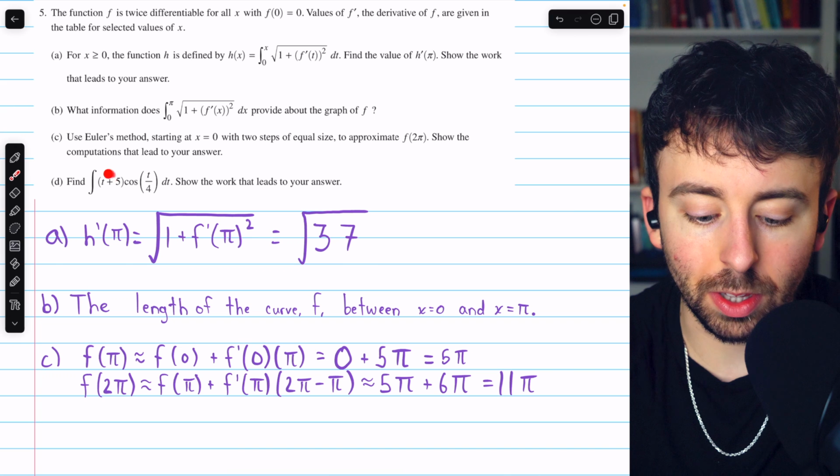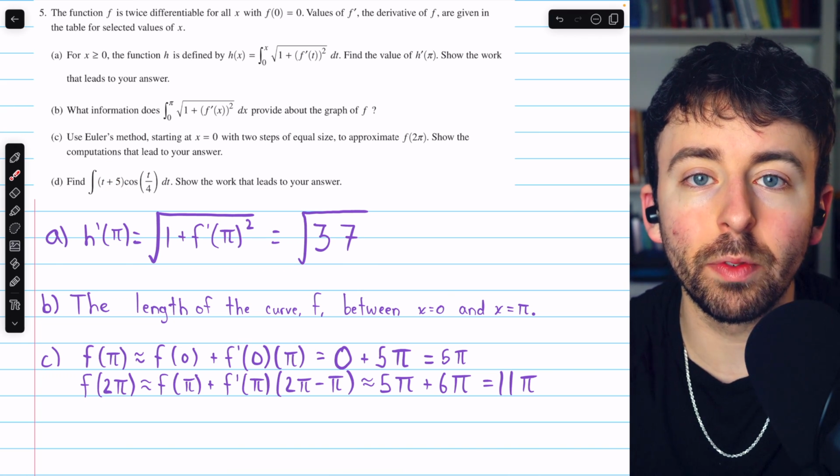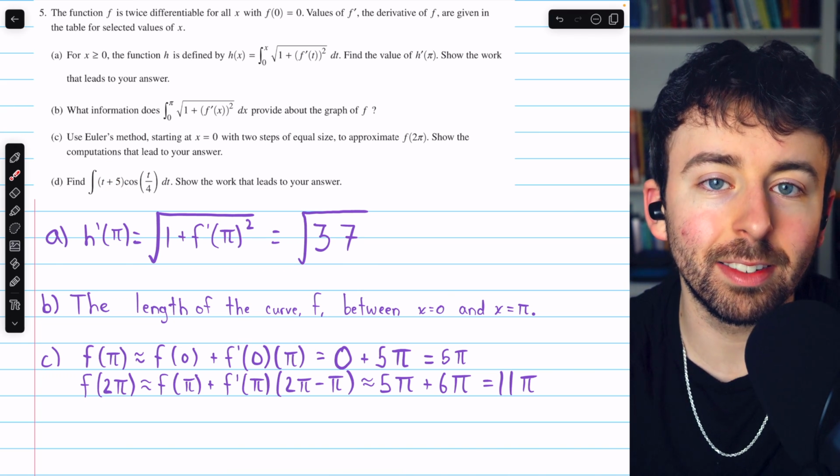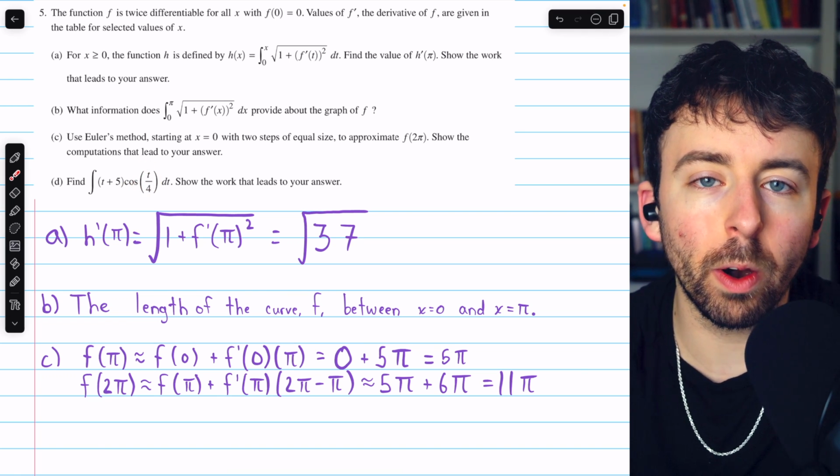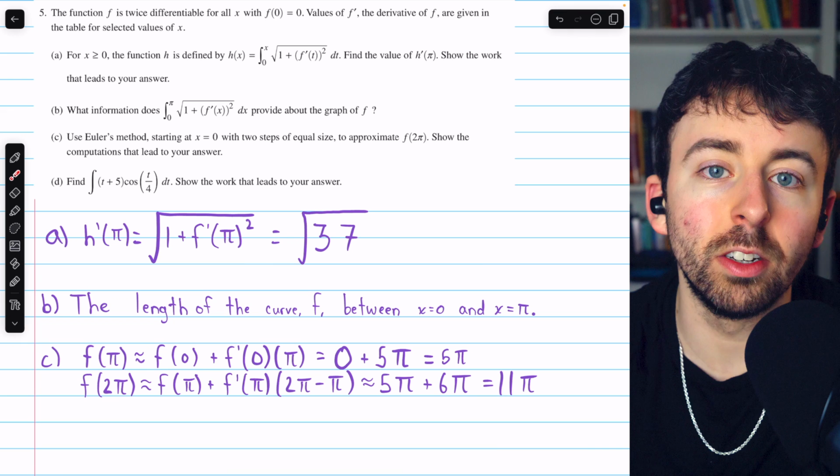We'll let u equal t plus 5, so when we take the derivative and get du, we'll get a nice simple function. And we will let dv equal cosine of t over 4. We can integrate that and be no worse off.